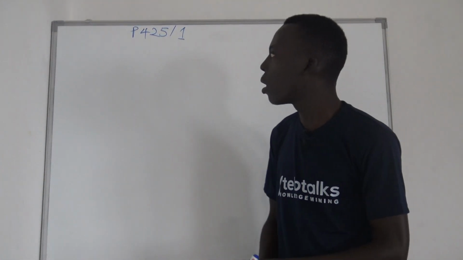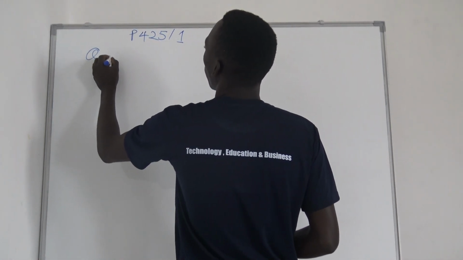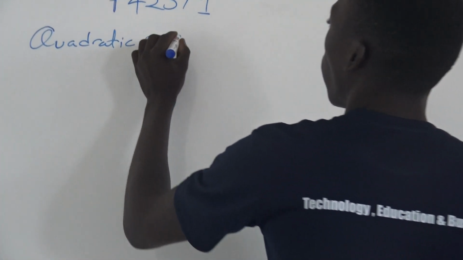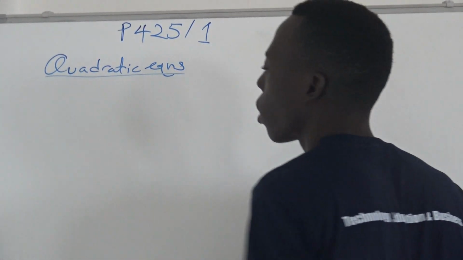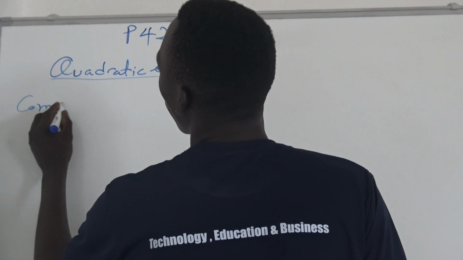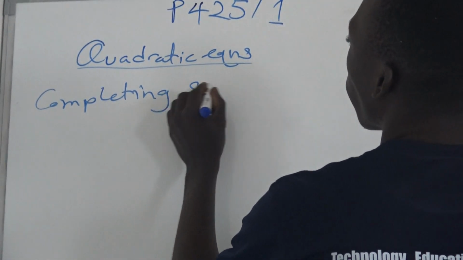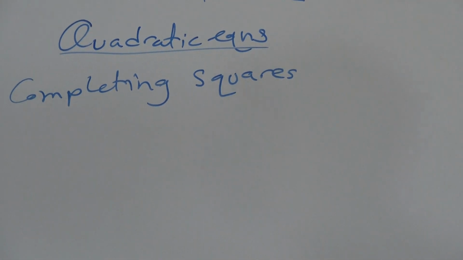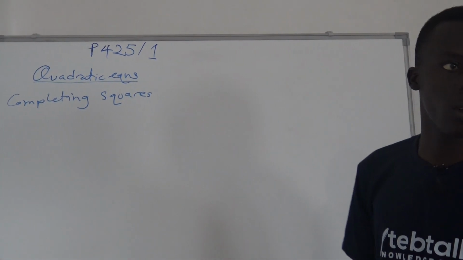Welcome back. We are continuing with the quadratic equations. Now we are going to the next thing under quadratic equations, which is called completing squares. So completing squares is a method that is used while solving quadratic equations.